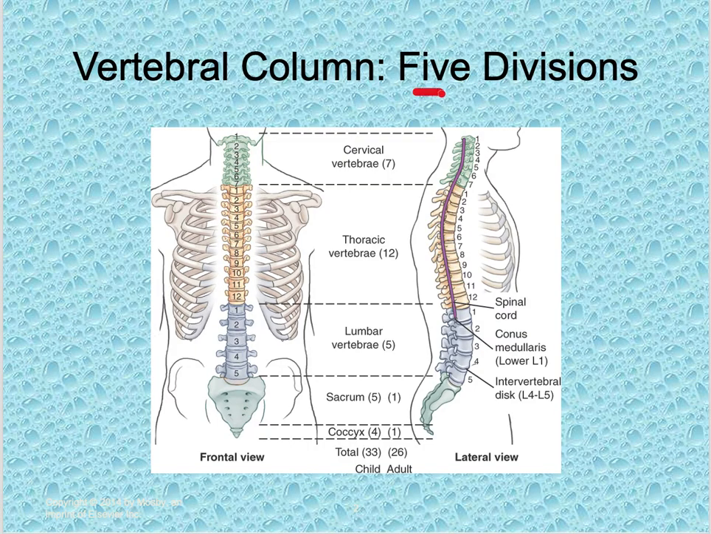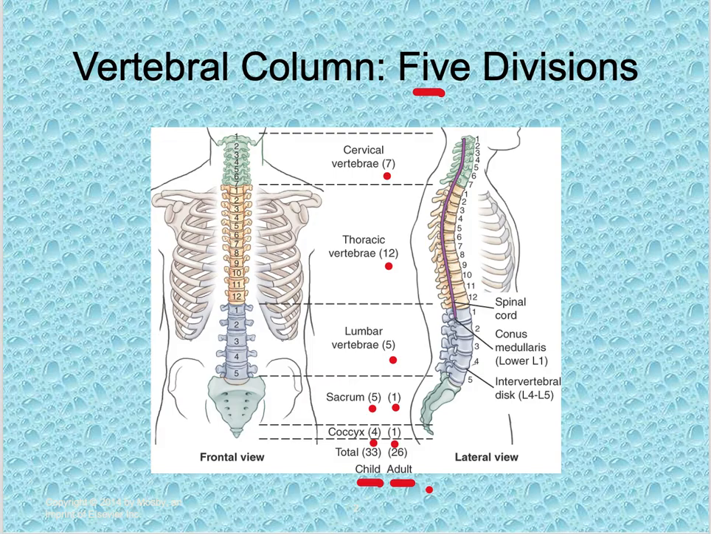We have 5 divisions, okay? So we have the cervical vertebrae with 7. We have thoracic vertebrae with 12. Lumbar vertebrae with 5. And then our sacrum is 5 when we're a child, 1 as an adult. It fuses together. Coccyx is 4, and then 1 as it fuses together for an adult. So a child can have 33, and an adult will have about 26. So keep that in mind for questions.